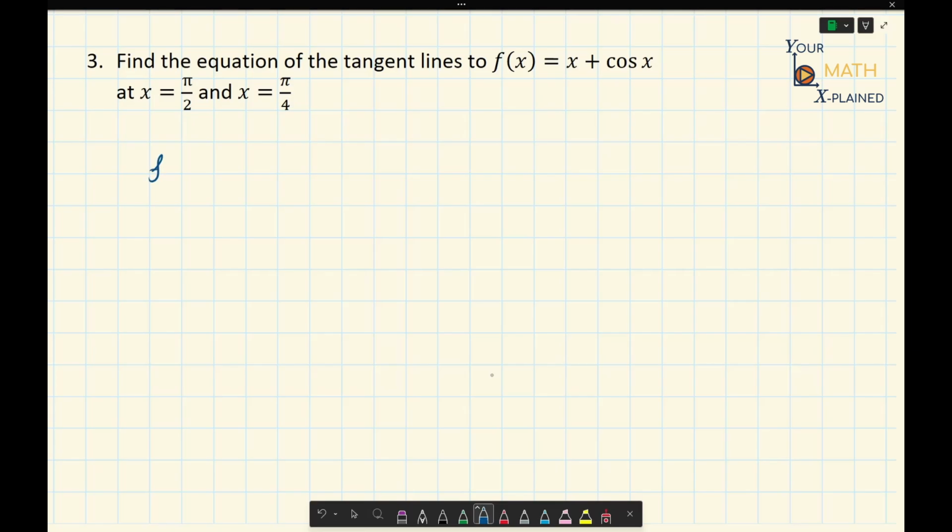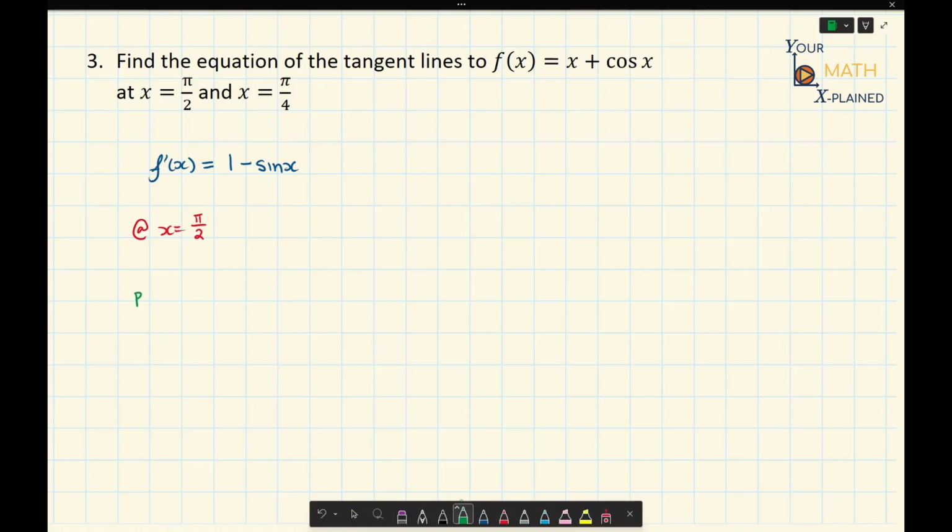We have f prime of x is equal to, now the derivative of x is equal to 1 using our power law, and the derivative of cos x is negative sine x. So f prime is equal to 1 minus sine x. And now we're ready to find our slope and our point for each of those x values. So the first one, we're going to say that is at x is equal to pi over 2.